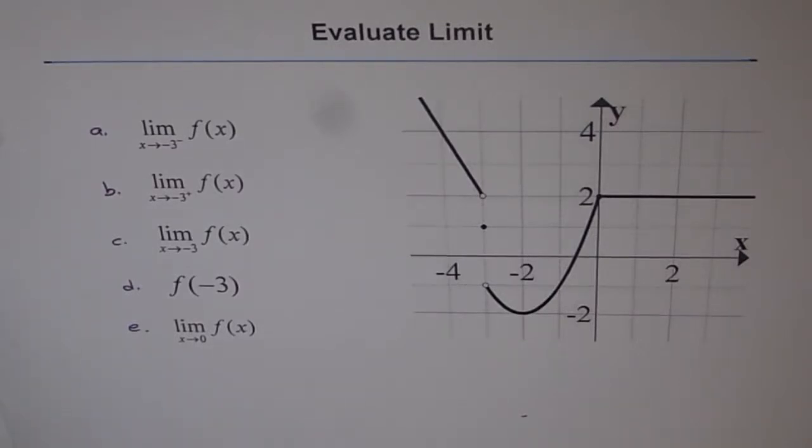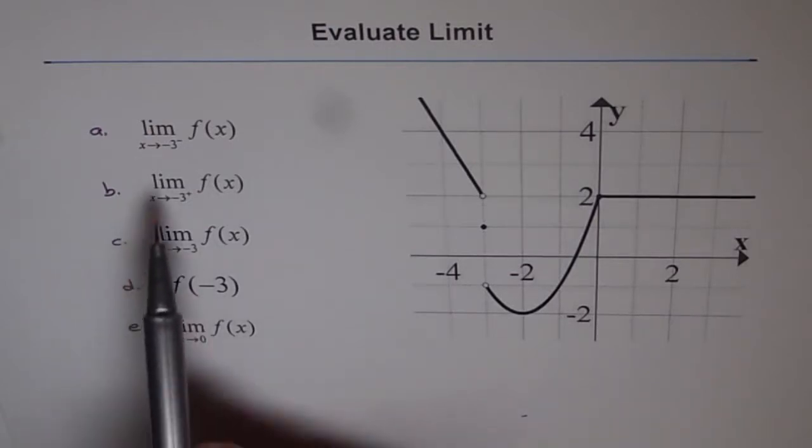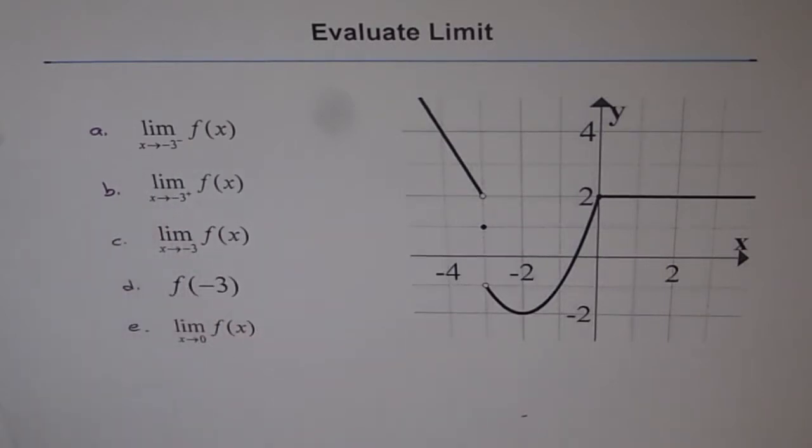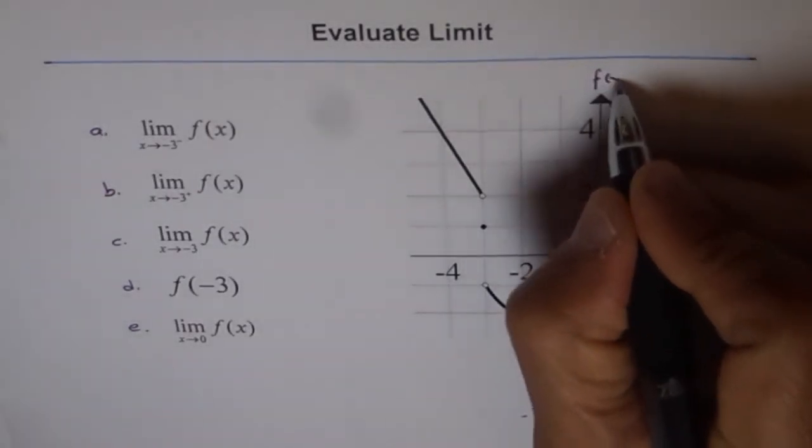They are not very difficult for you now. So answer them and then look into my solution. Okay, let's see the graph and answer the questions. So first one, limit of f of x as x approaches -3 from left side. So this is our graph of f of x.